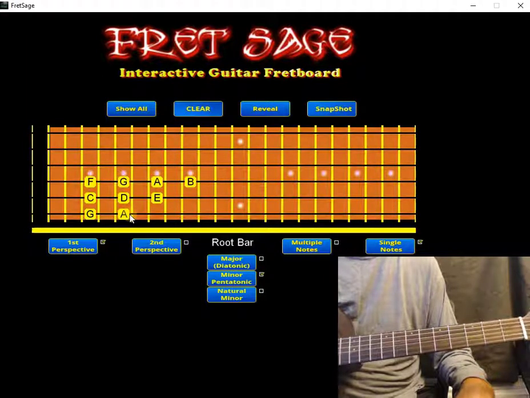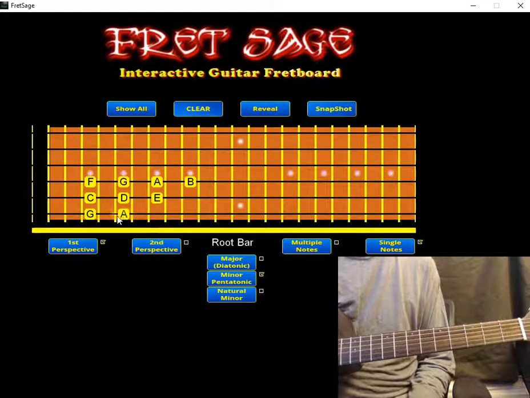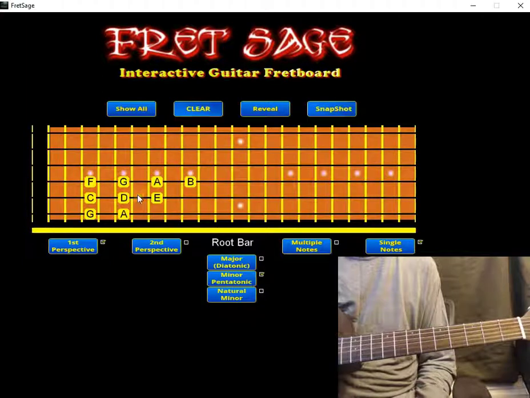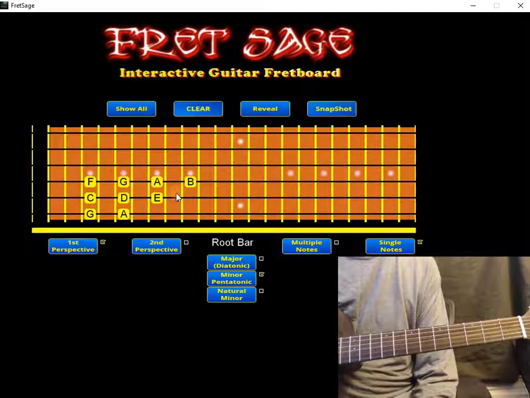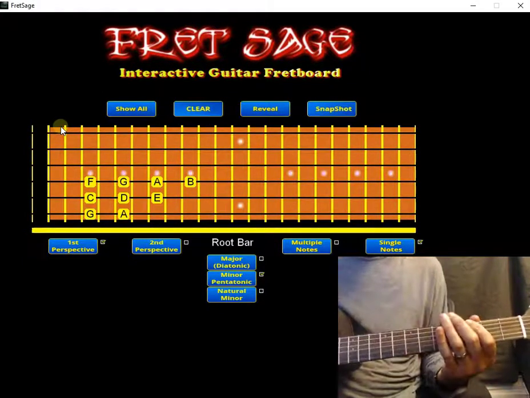I'll show a little pattern here. I'm basically just going to play all the notes in this shape, and then I'm going to switch to D and play the shape. Then I'll switch back to A, then go to the E, and probably to the D, and then back to the A. It's just like a chord progression. So we'll start with the A.